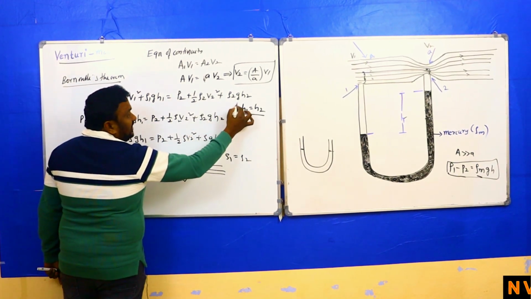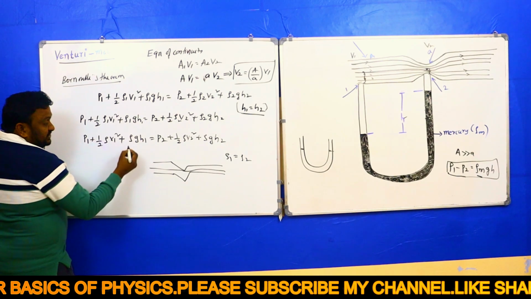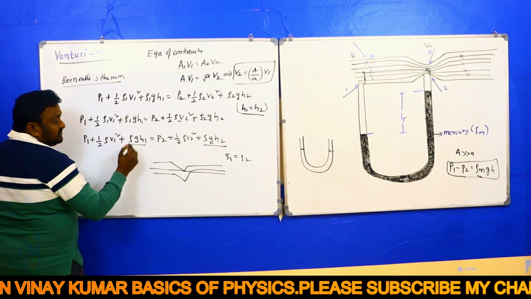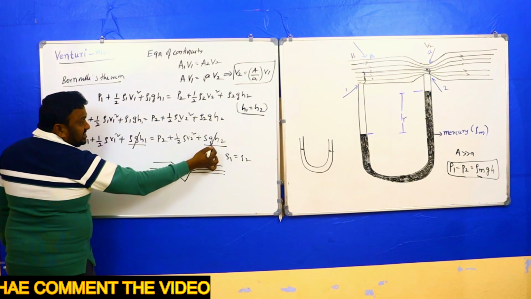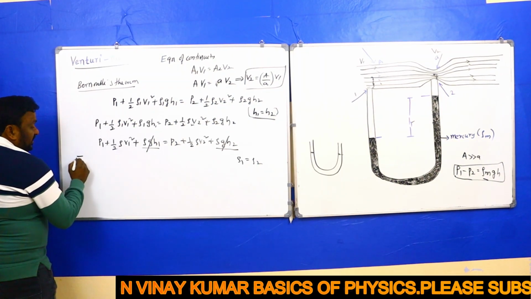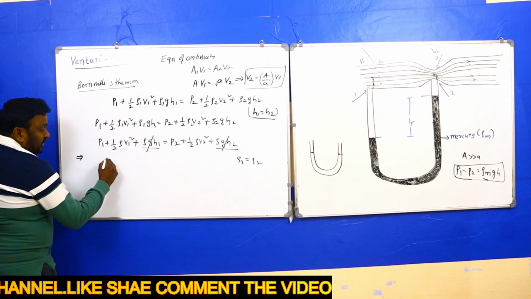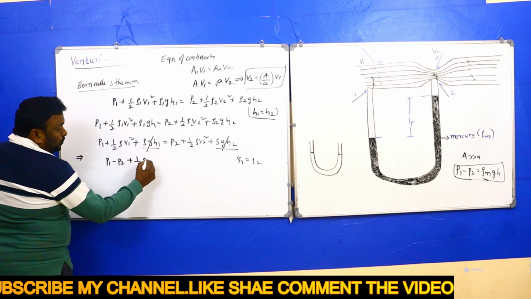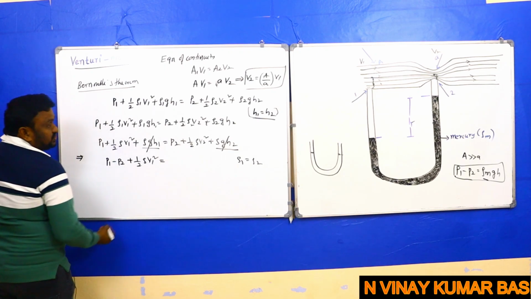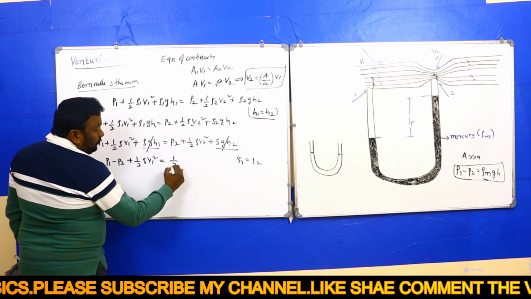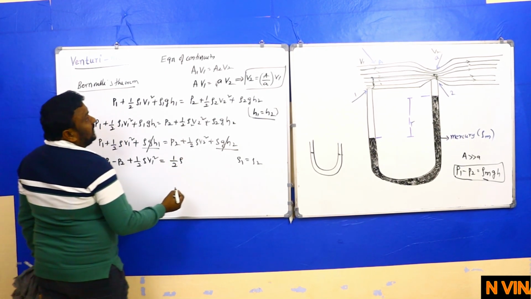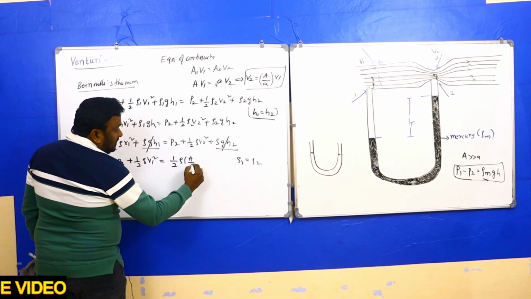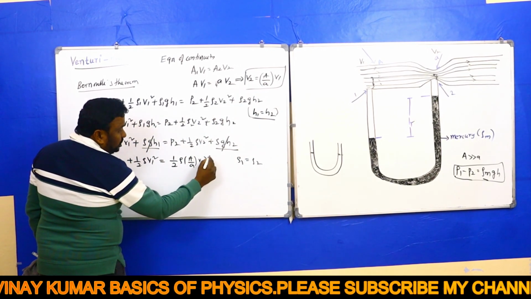What we have taken already is h1 is equal to h2. So rho g h1 and rho g h2 are the same, and they cancel each other. From this, what can you write? You can bring P to this side. P1 minus P2 plus (1/2) rho V1² is equal to (1/2) rho V2². What is V2 here? (A/a) V1, so (A/a V1) whole squared.